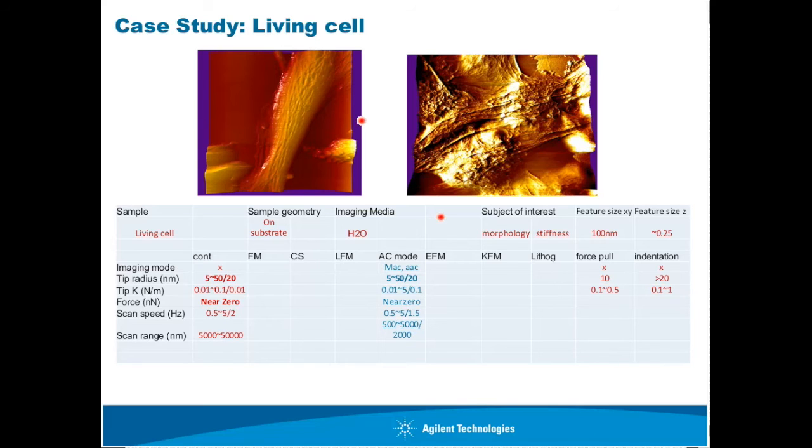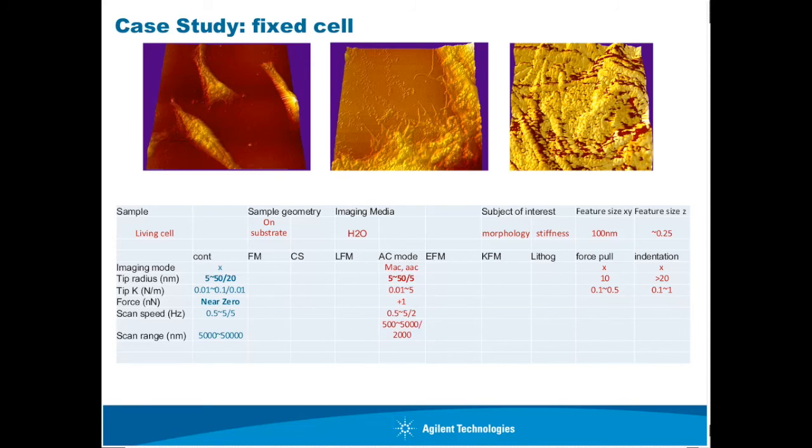Now, when you try to measure stiffness, here are the parameters for doing indentations. For indentation, you need to use a blunt tip with a spring constant of 0.1 to 0.5. When you use a very soft tip, the tip does not push into the sample very well, and therefore your data may not be very reliable. And you can also do force pulling, again with a 0.1 to 0.5 Newton per meter tip, not too stiff, not too soft.